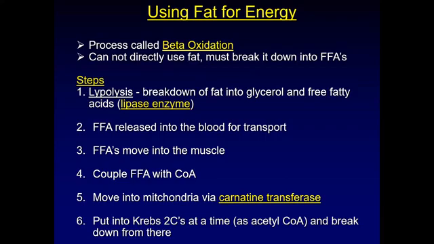Then we put that fat from adipose tissue into the blood, and then we have to transport it once it's in the blood. Fat does not go well in water. It's got to be bound to something. So release it from adipose tissue, put it into the blood, circulate it in the blood, get it to a muscle, have it enter the muscle. Then we're going to couple it with coenzyme A and move it into the mitochondria. That's going to use an enzyme called carnitine acyltransferase.